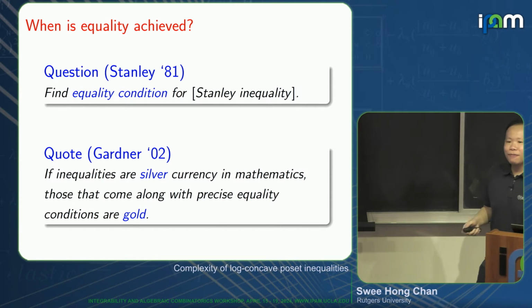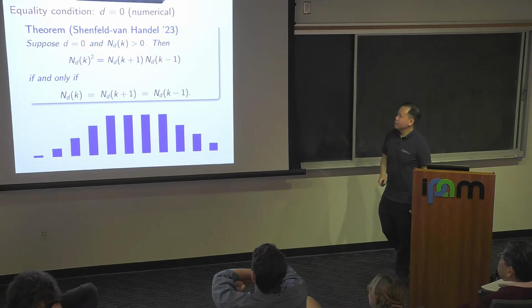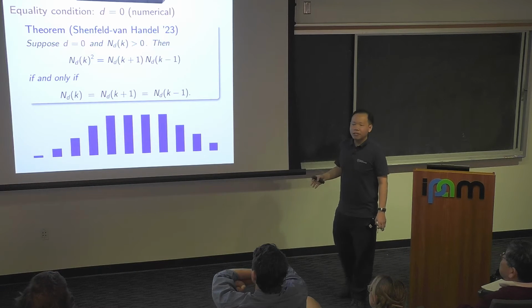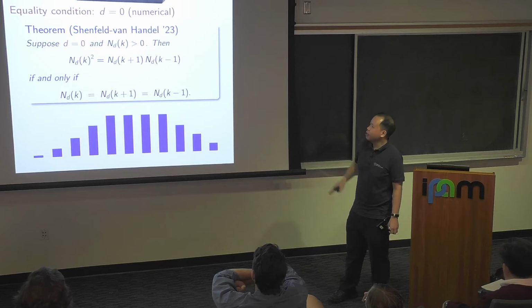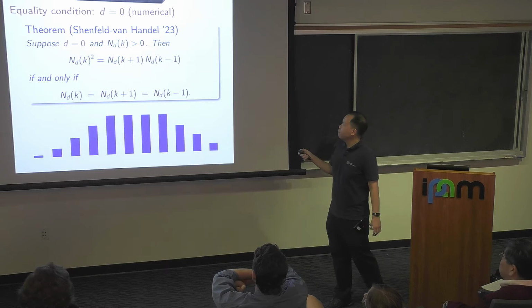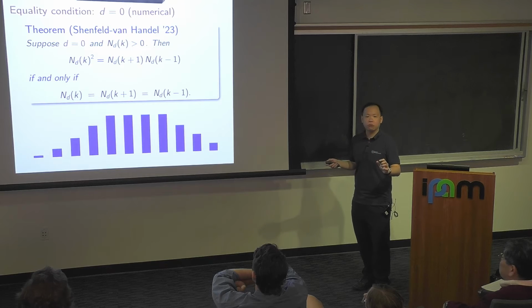Any questions so far about the question? Okay. This question turns out to be a very difficult question. Between Stanley asking it and it getting solved was 42 years, but it was finally solved by Shenfeld and van Handel for the case d equal to 0.